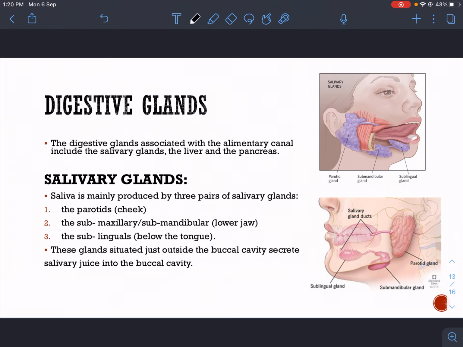Digestive glands. Digestive glands associated with the alimentary canal include the salivary glands, the liver, and the pancreas. So first of all, we'll start with the salivary glands.